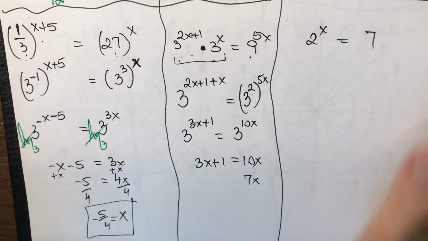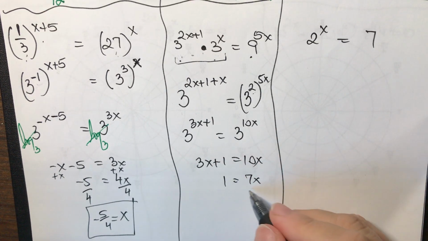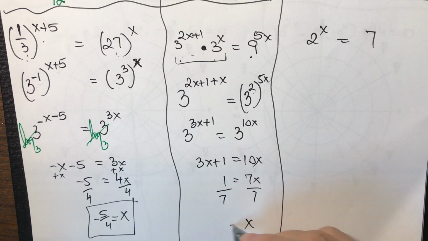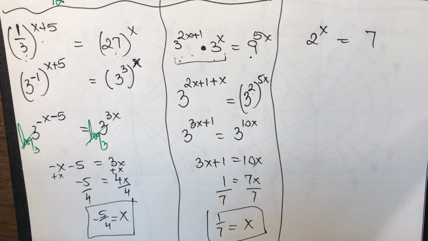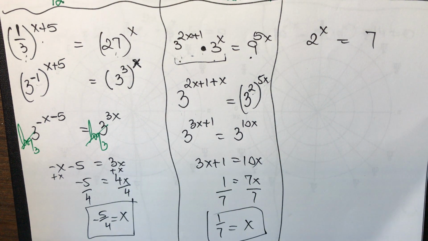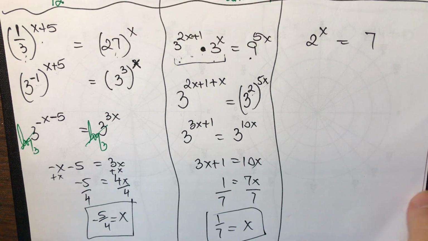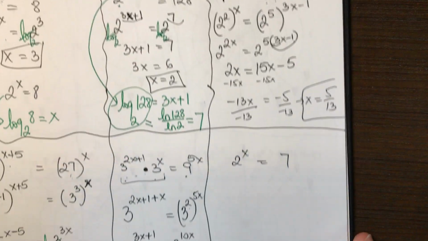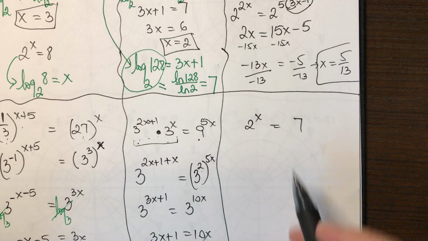7x is equal to 1. Divide by 7, and there you have it. X is 1/7. Boom, done. Okay. All right. And let's move on. This one's tricky.